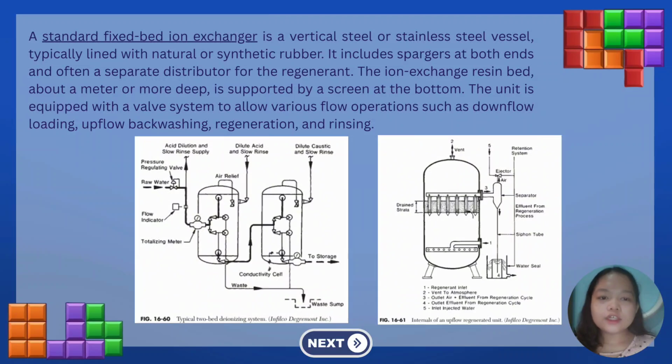Now, let's look at a more detailed setup: the internals of an upflow regenerated ion exchange unit. This unit is designed to regenerate the resin more effectively by sending regenerant solution upward through the bed. Let's break it down. The regenerant enters at the bottom inlet and flows upward to displace exhausted ions. Air is injected using an ejector, helping to mix and enhance the cleaning process.